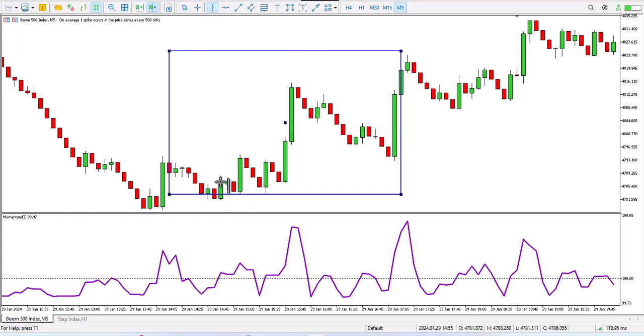So here you have this and this. So you realize that here you have a bullish hidden divergence, because price made a higher low, whereas the indicator, or the momentum oscillator, made a lower low compared to the previous swing.